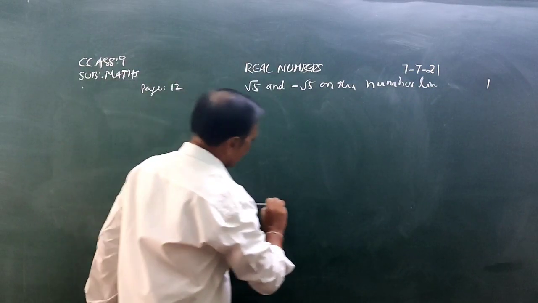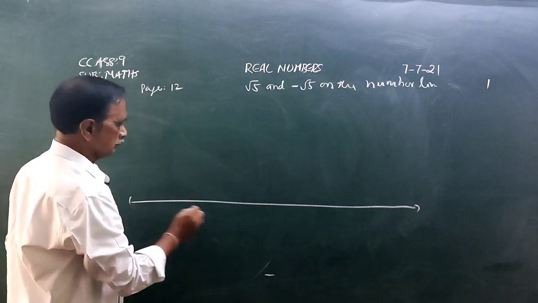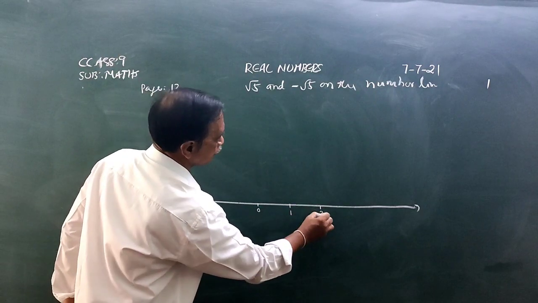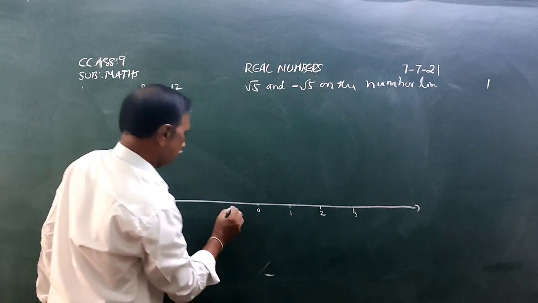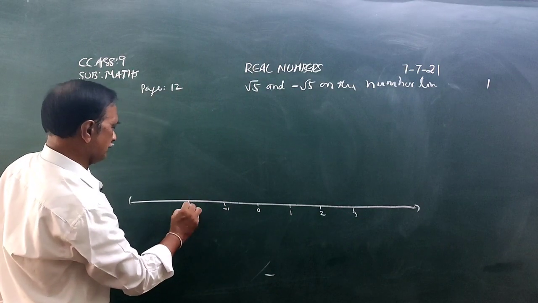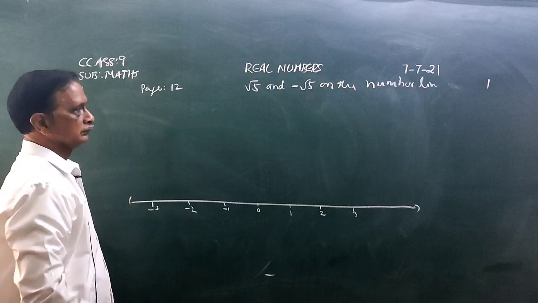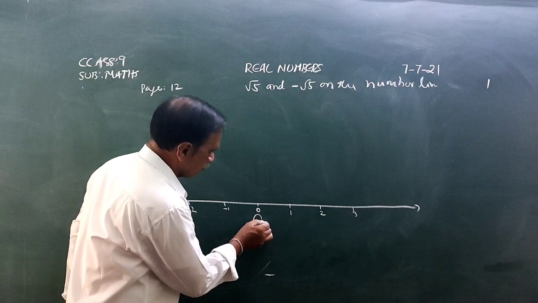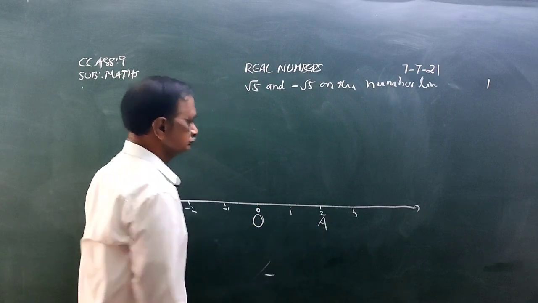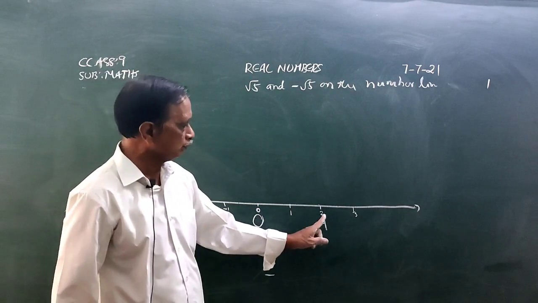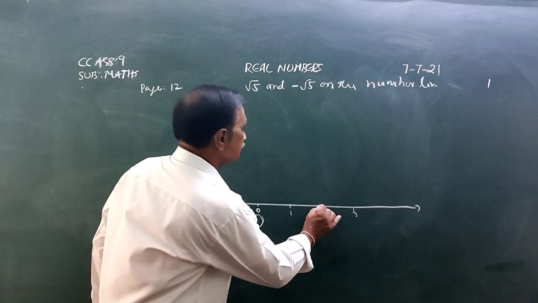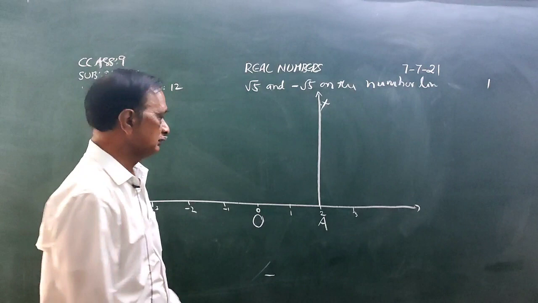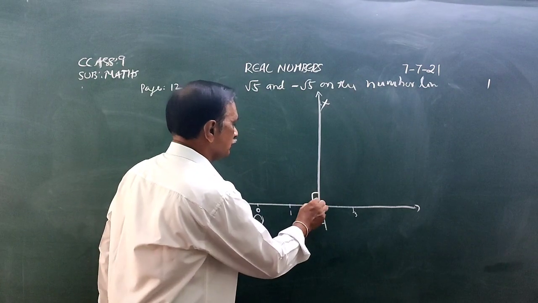Now draw an integer number line. Mark the numbers 0, 1, 2, 3, and here minus 1, minus 2, minus 3. Now denote this 0 by O and 2 by A. Draw AX ray by using protractor such that OA is perpendicular to AX ray.